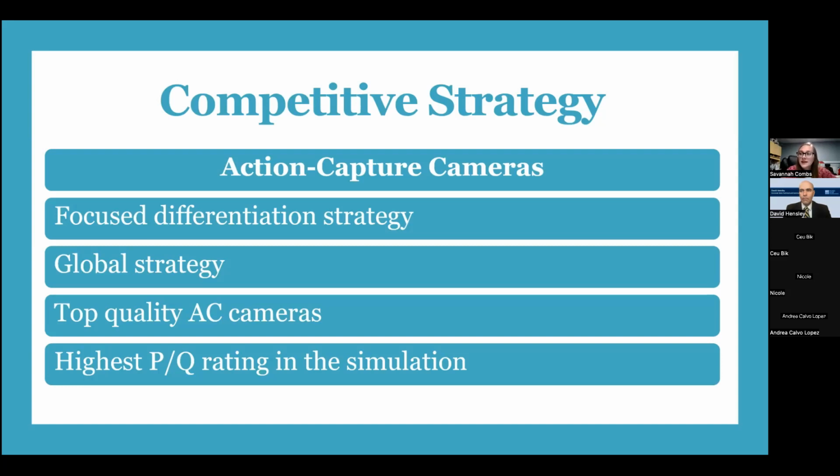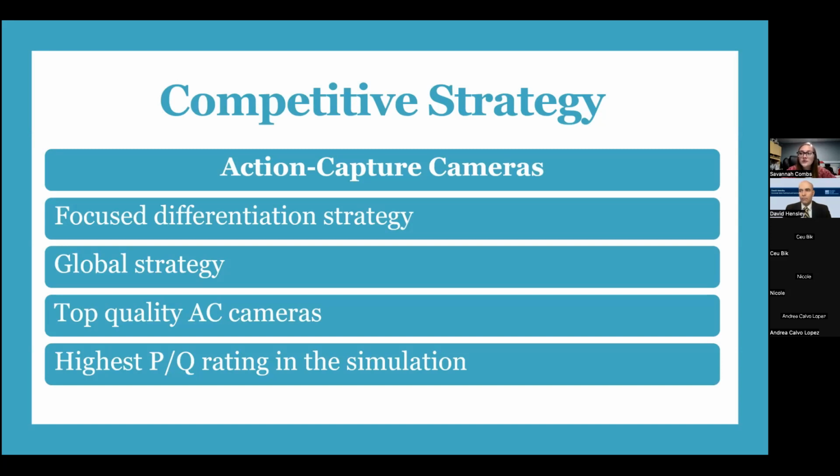For year 15, our AC cameras had a PQ rating of 7.6 stars, with an industry average of 6.3 stars. So this was well over our industry average. We started out by gradually increasing our PQ by advancing some of the design features.